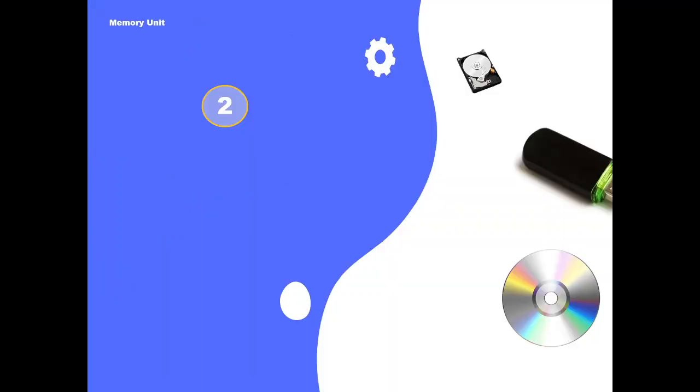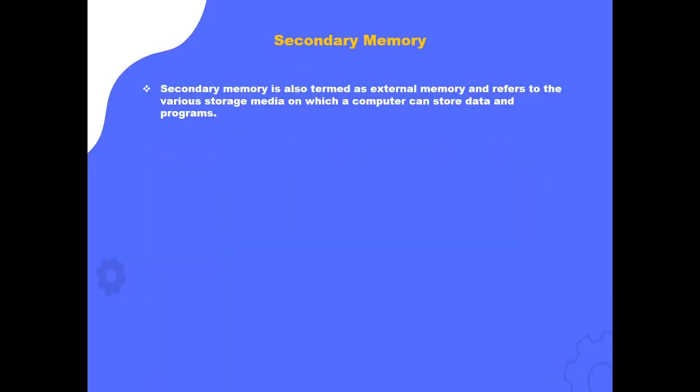The second type is secondary memory, also known as auxiliary memory. Let us see what secondary memory is. Secondary memory is also termed external memory and refers to the various storage media on which a computer can store data and programs. It is an external memory. It is not present inside the CPU. The secondary storage media can be fixed or removable.